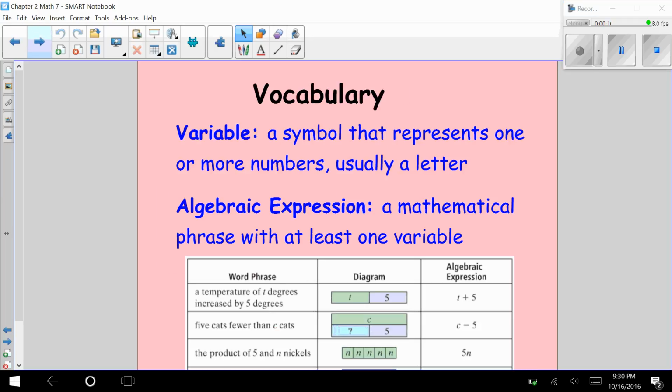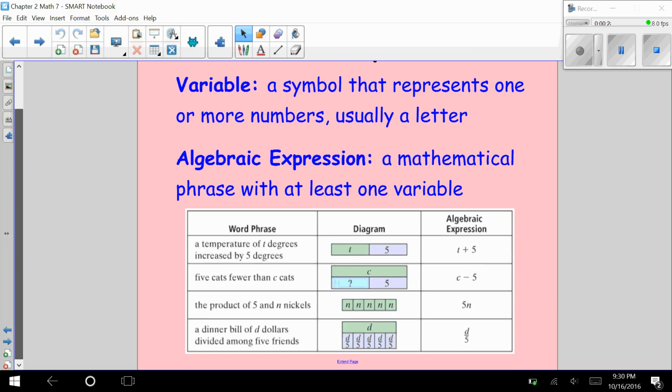A variable is a symbol that represents one or more numbers, and it's usually a letter. We use X a lot and Y a lot. You can use pretty much any letter though, as you'll see in these examples below here. They use T, C, N, and D.